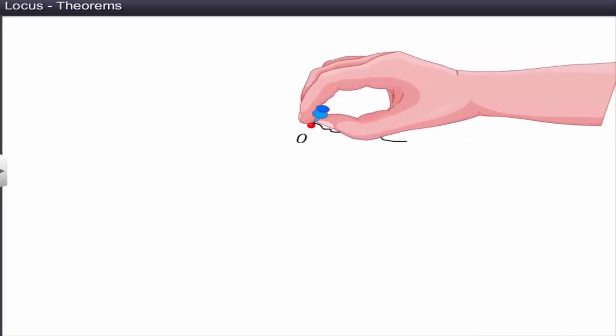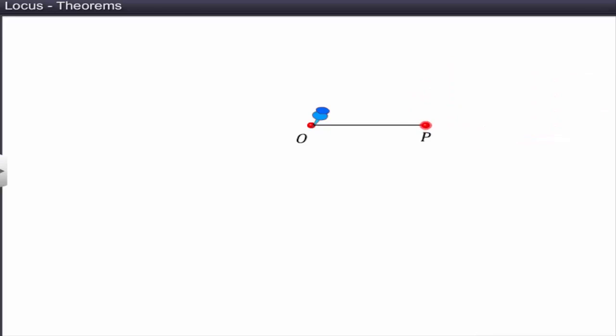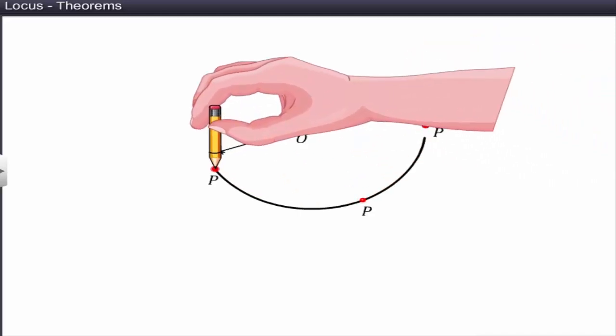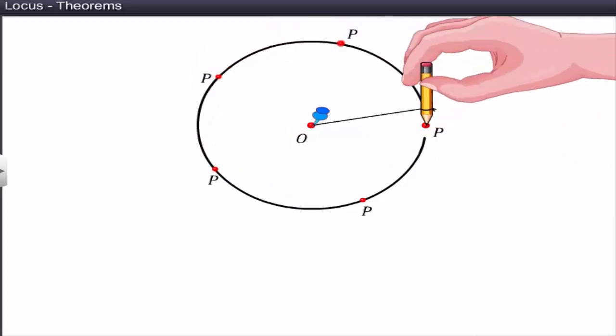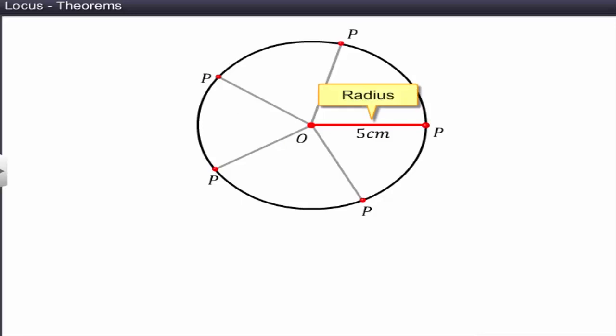Now, place at O a drawing pin tied to a strong thread. Label the other end of the thread as P. Let the string be of fixed length, say 5 centimeters. On moving point P around point O, we obtain a circle. A fixed point O is called the center, and the fixed distance OP equal to 5 centimeters is called the radius of the circle.